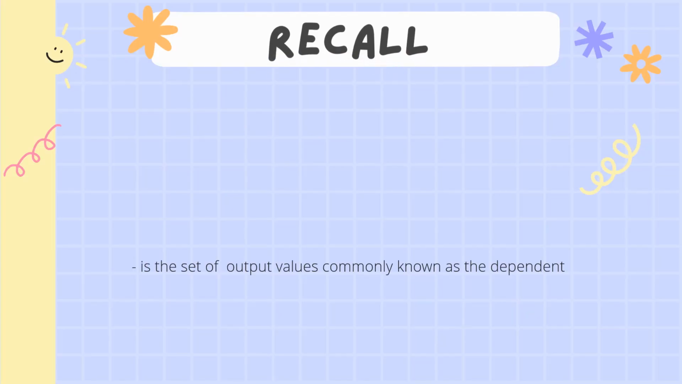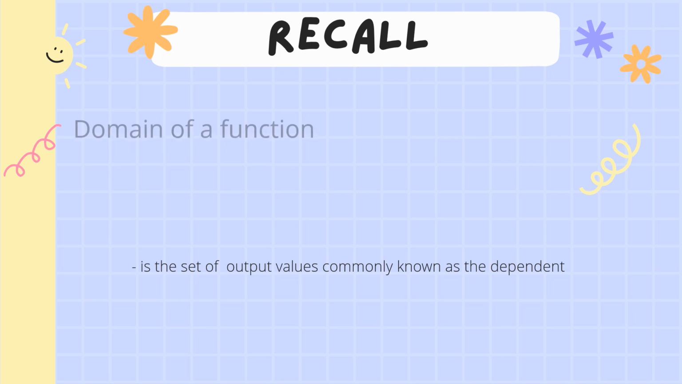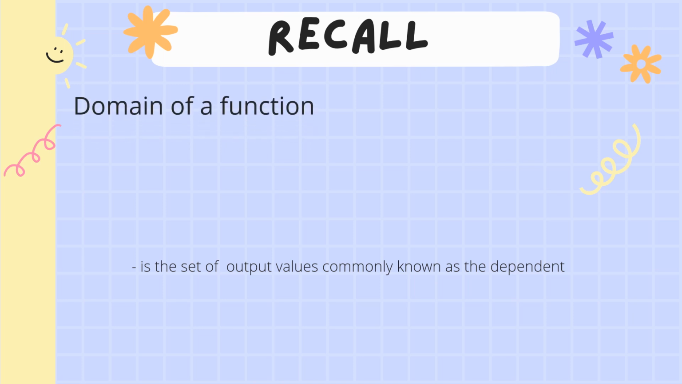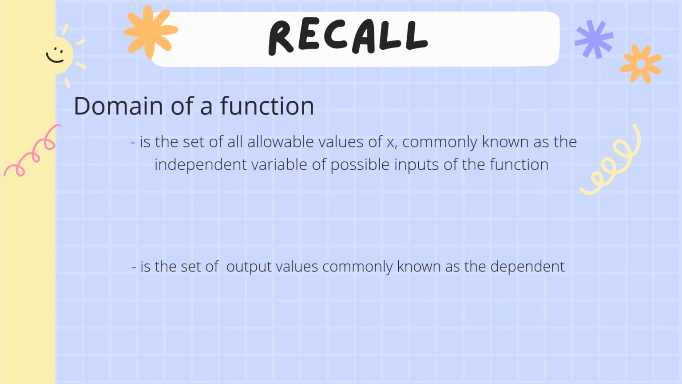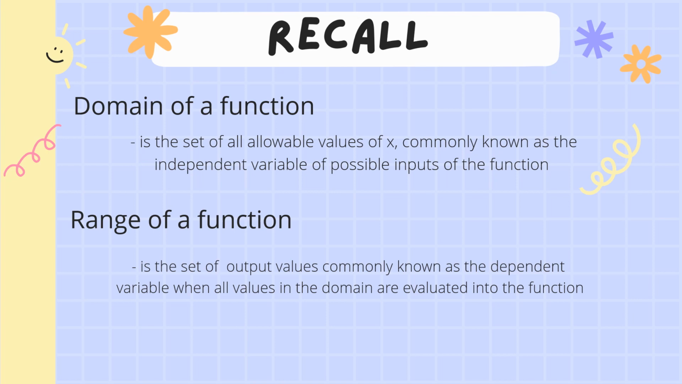To start with, let us have a quick recall. When we say domain of a function, it is the set of all allowable values of x, commonly known as the independent variable or possible inputs of the function. The range of a function is the set of output values, commonly known as the dependent variable, when all values in the domain are evaluated into the function.